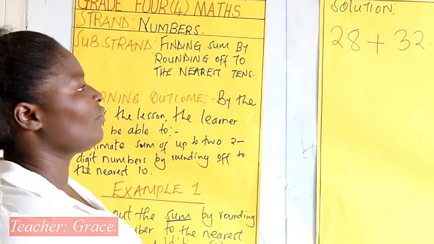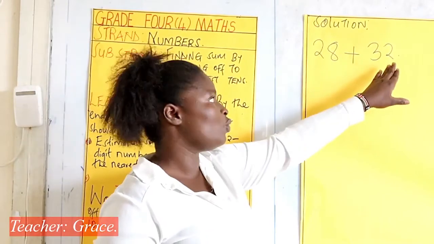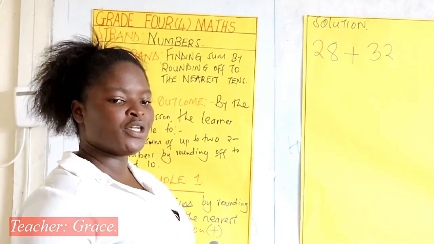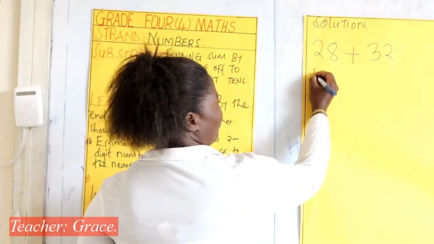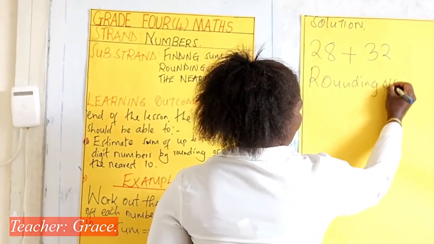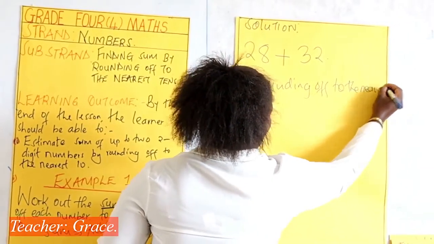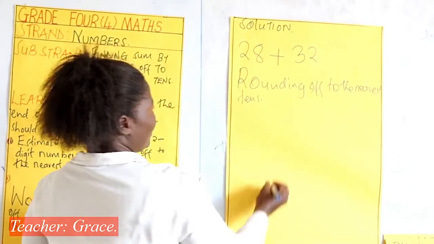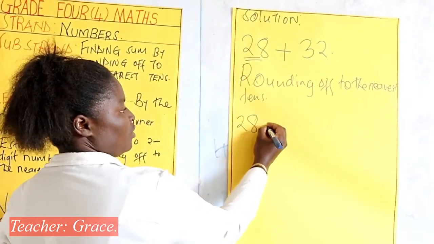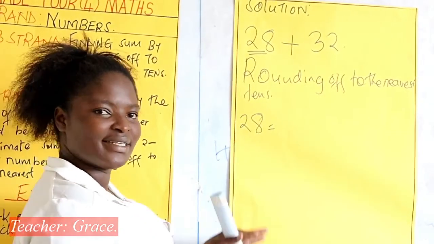Remember, before adding, or rather before finding the sum of these two numbers, we are supposed to round off. And I'm going to take you through rounding off these numbers. Rounding off to the nearest tens. Now, our first number is 28. We want to round off 28 to the nearest tens.